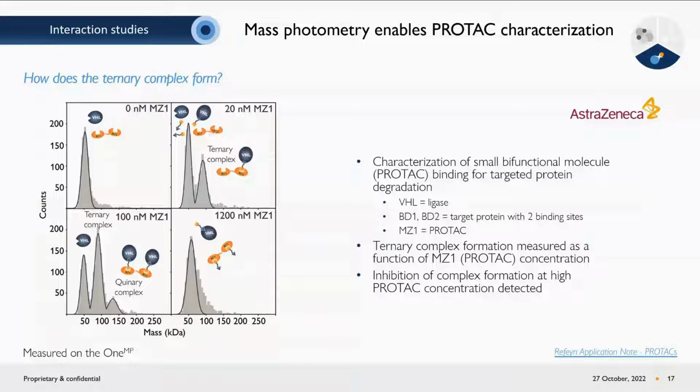Now, when MZ1 was added at increasing concentration, we see the binding of it because we see the ternary complex, the VHL plus the protein. Increasing the concentration of the PROTAC further, you can also see the quinary complex here, which is the fully assembled complex. That's the one that you want. Interestingly, if you increase the concentration of the PROTAC even further, you see the saturation of the binding sites and the inhibition of the complex formation.